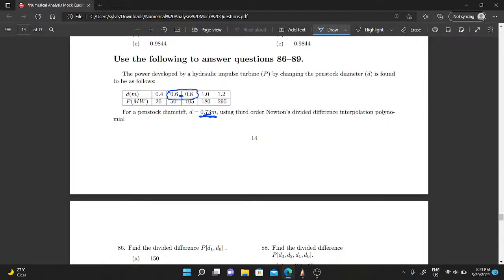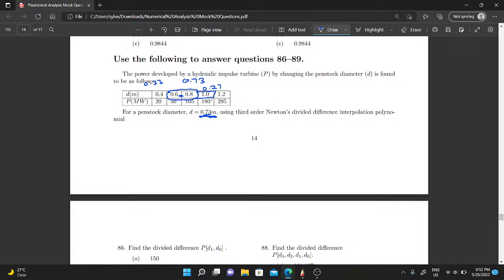Now, what data points do we need? We have 0.73 here. So we check whether we are using 0.4 or 1.0. How do you do that? You subtract 0.4 from 0.73, then you subtract 0.73 from 1.0. The one that gives you the least value, you take. So we have 0.27, and this will give us 0.33. So we take 1.0.